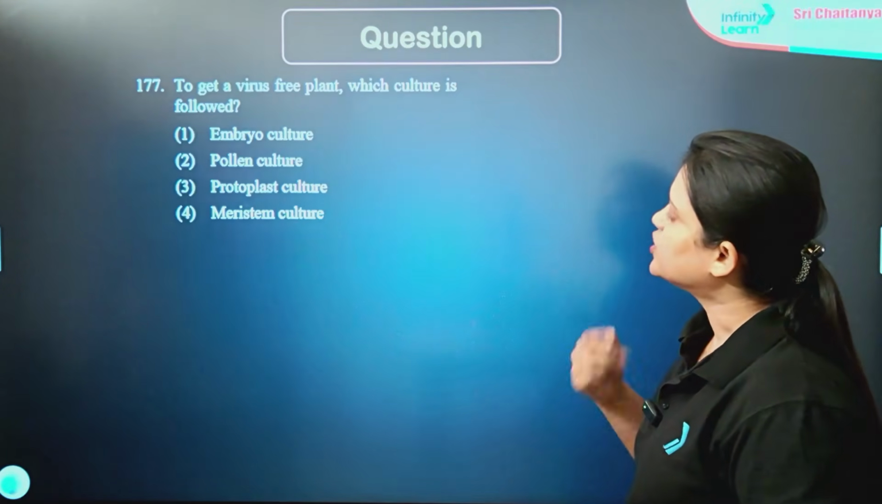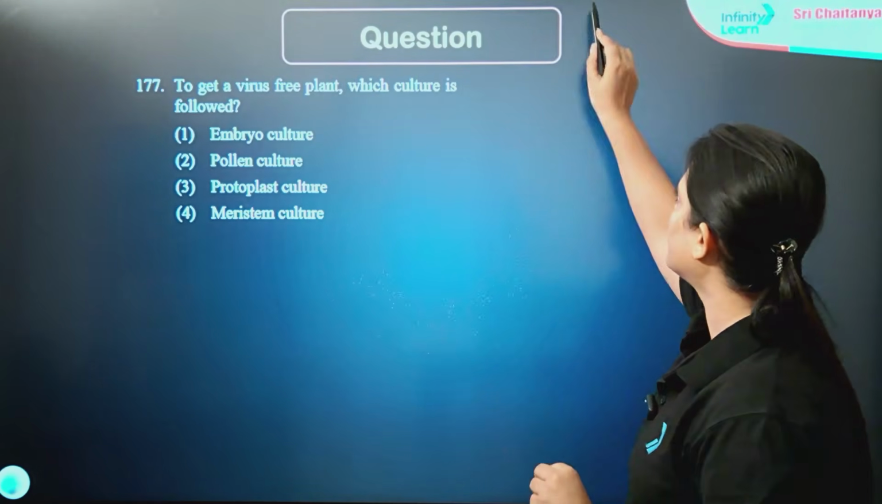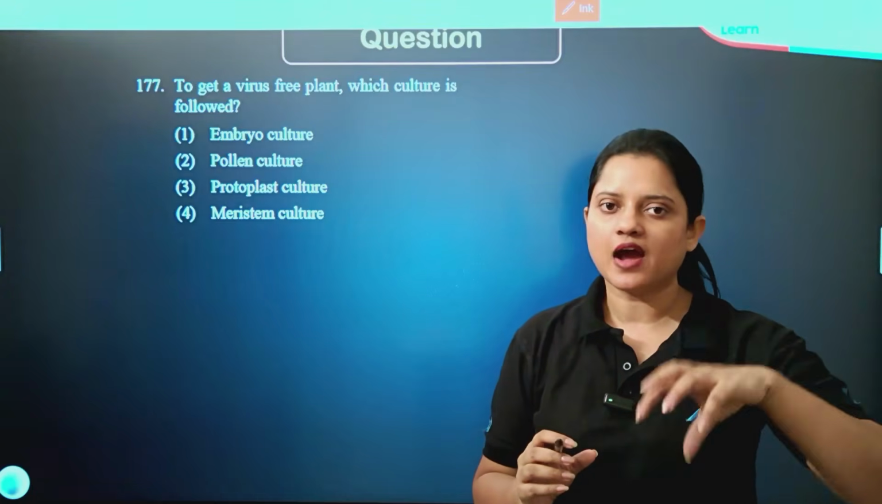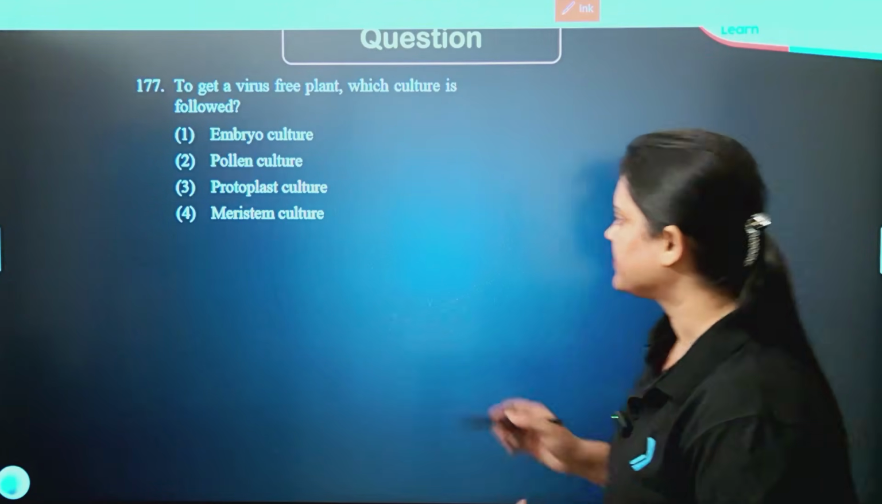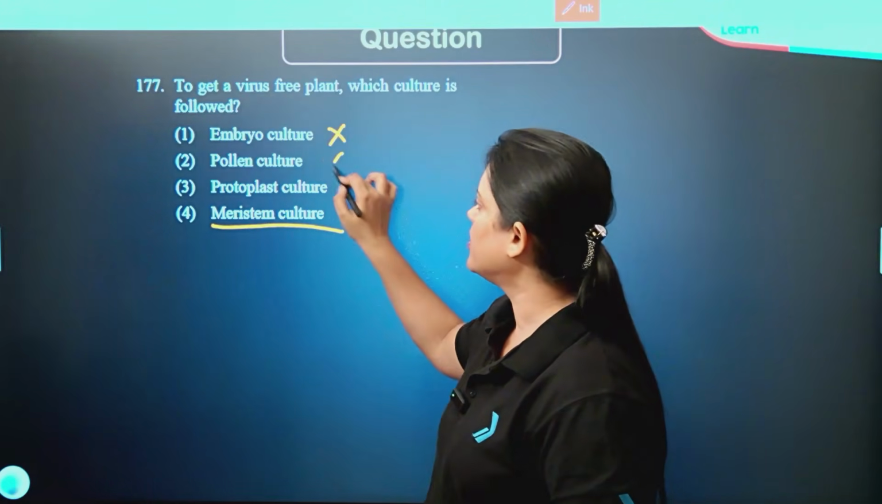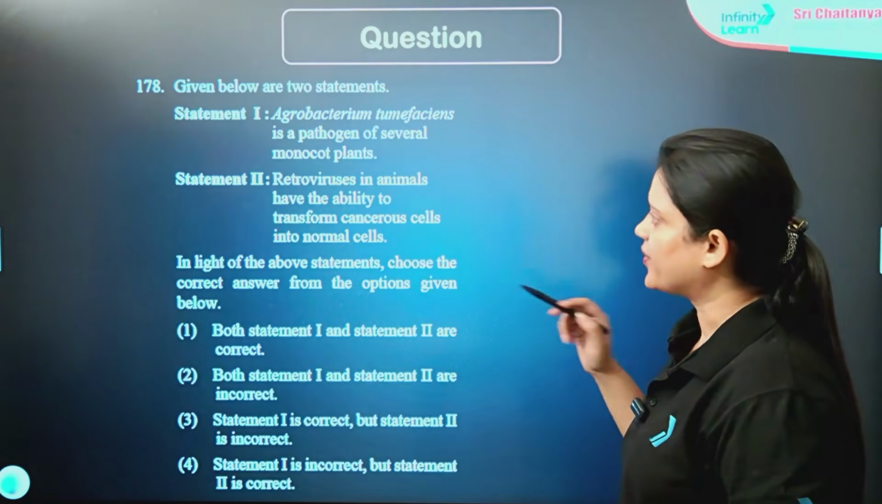Next. To get virus-free plant, which culture is followed? So basically, if one plant is infected by viruses and we want the same plant from that particular plant, we need to culture the meristem, right? So answer here should be meristem culture, not embryo, not pollen, not protoplast culture. So answer here should be 4, right?